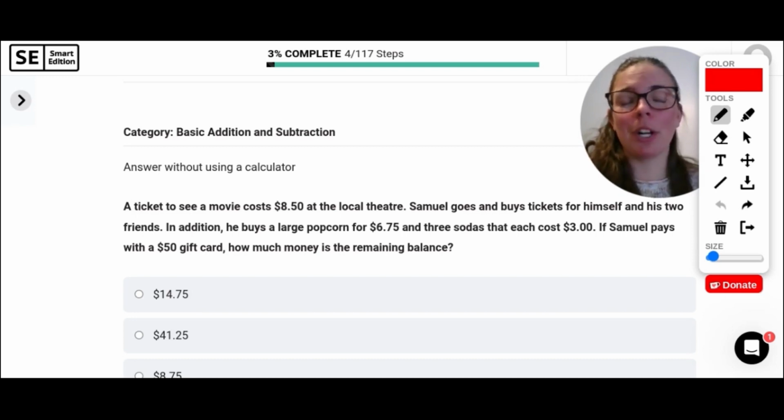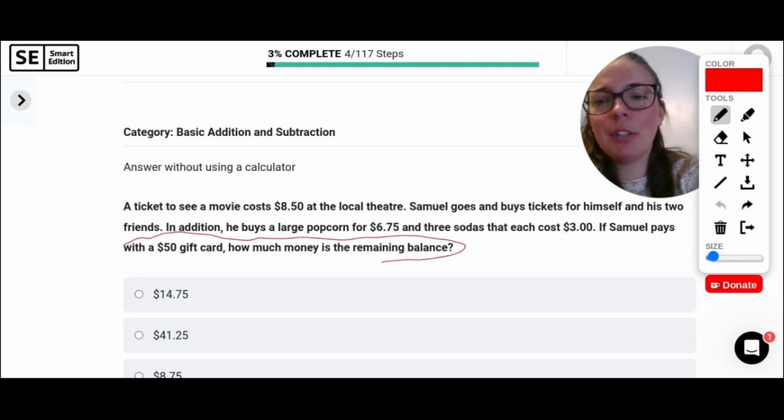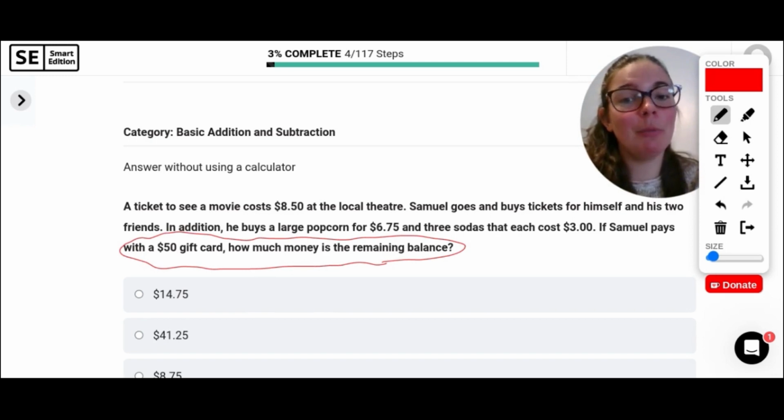So I'm reading through the whole question. Now I'm going to go back and do a little close reading and try to figure out what important information here will help me solve. The question at the end said, how much money is the remaining balance if he used that $50 gift card? So we need to find out how much he spent, and then 50 minus that will be the remaining balance. So each ticket costs $8.50.